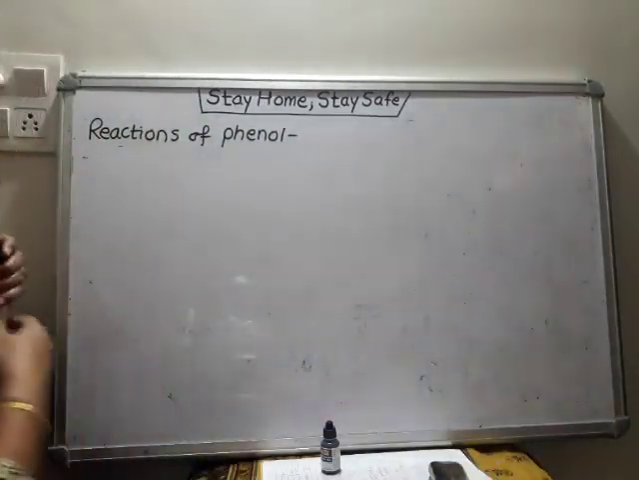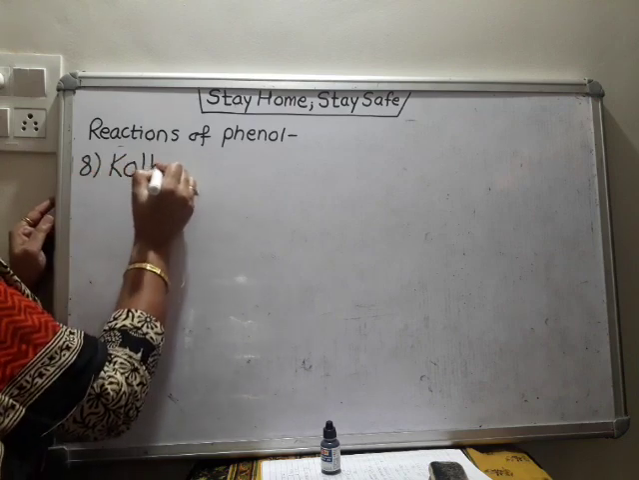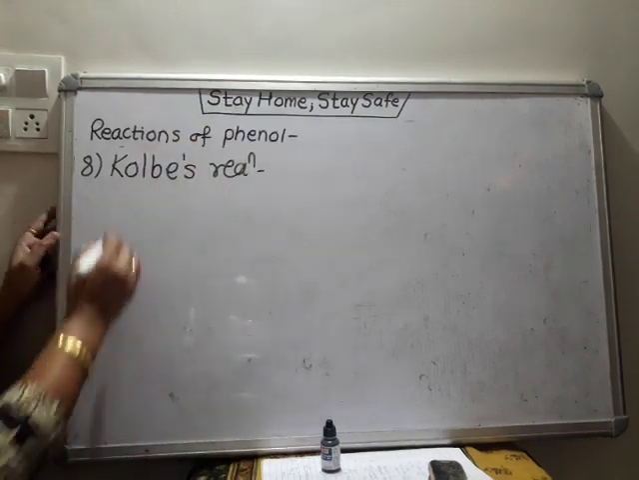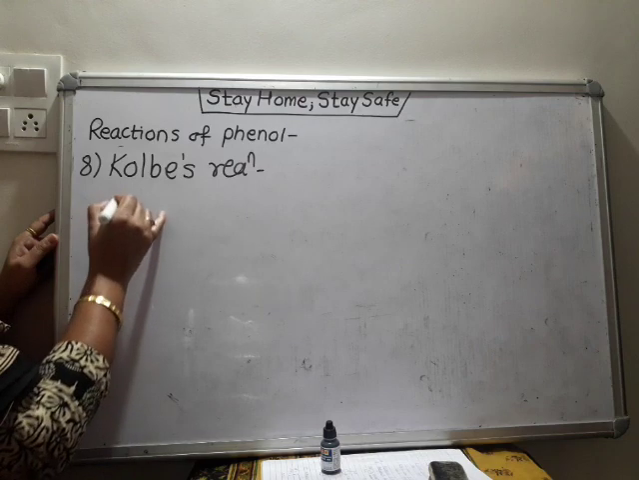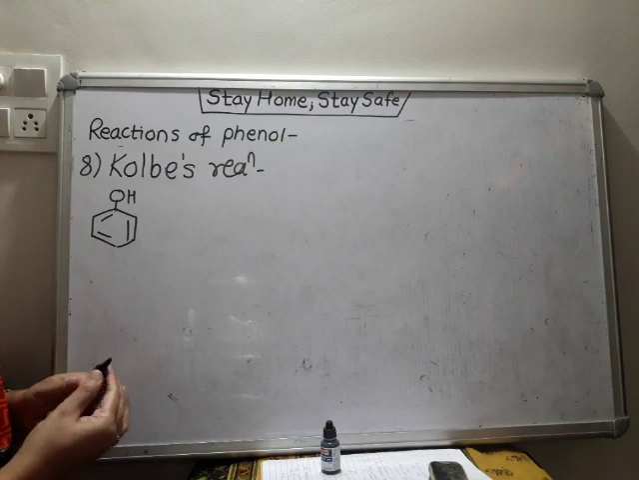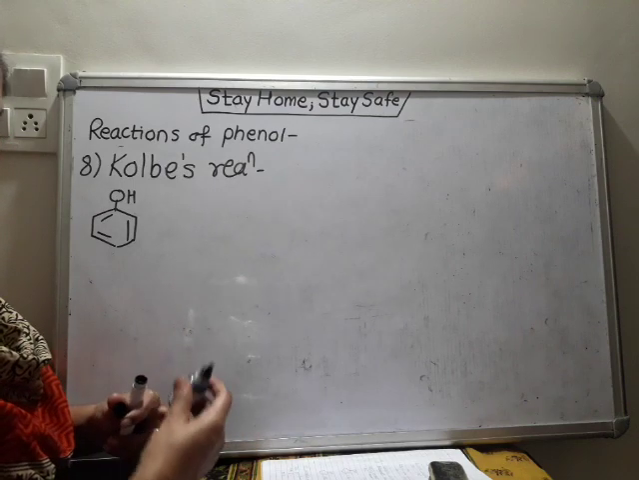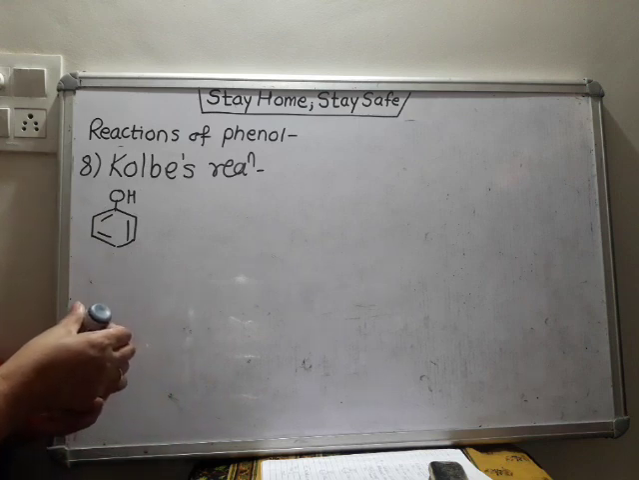So what is Kolbe's reaction? This is the last reaction of phenol, Kolbe's reaction. So what happens in this reaction? See, the starting substance is phenol. This phenol is again acidic in nature. So we have to protect that phenolic group. So like the previous case, we have to use NaOH.